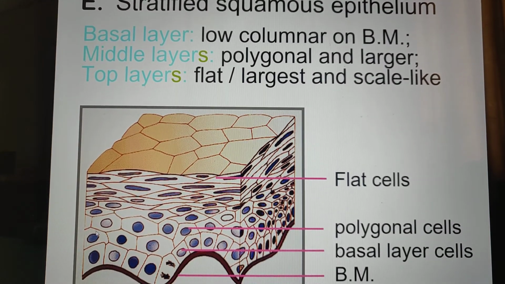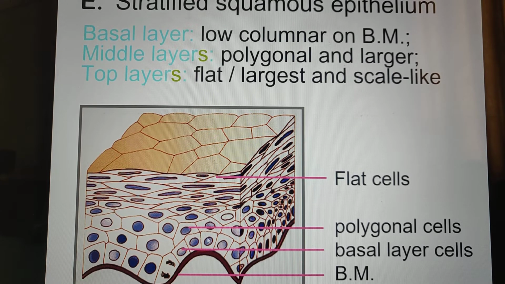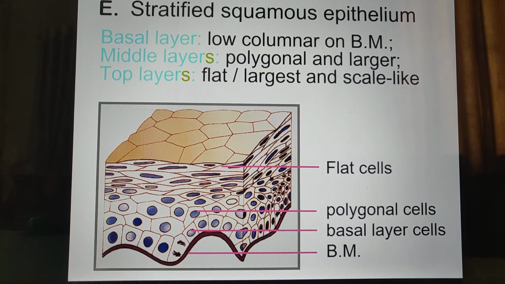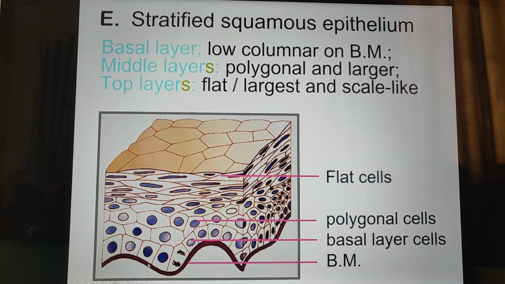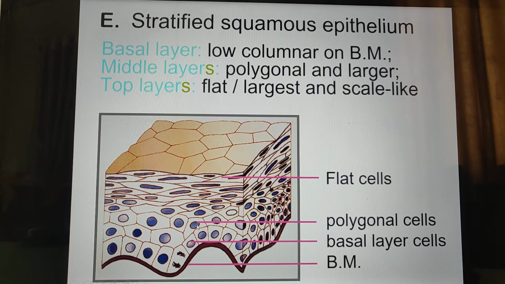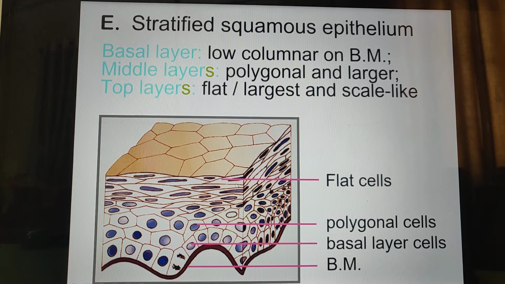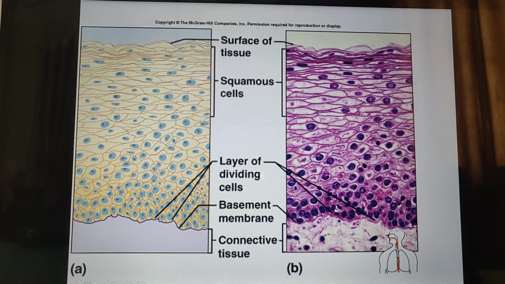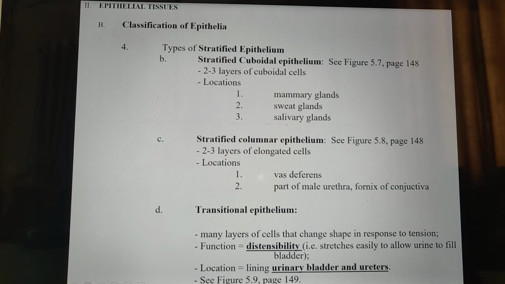So here you can see one of the diagrams. Here the basal layer is columnar, so the basal layer is lower, low columnar in shape, two to three layers. After that it is polygonal, and the upper cells are flattened. So this is about the stratified squamous epithelium. Here is another diagram of the stratified squamous epithelium.